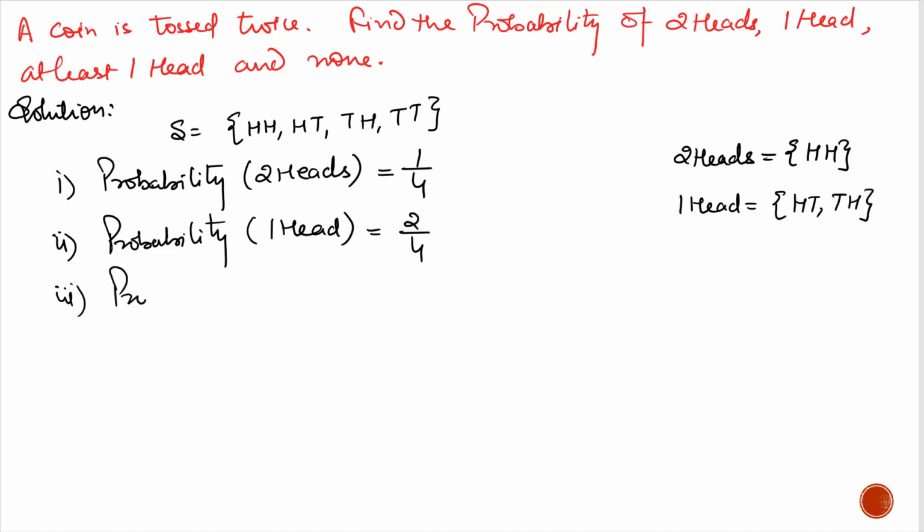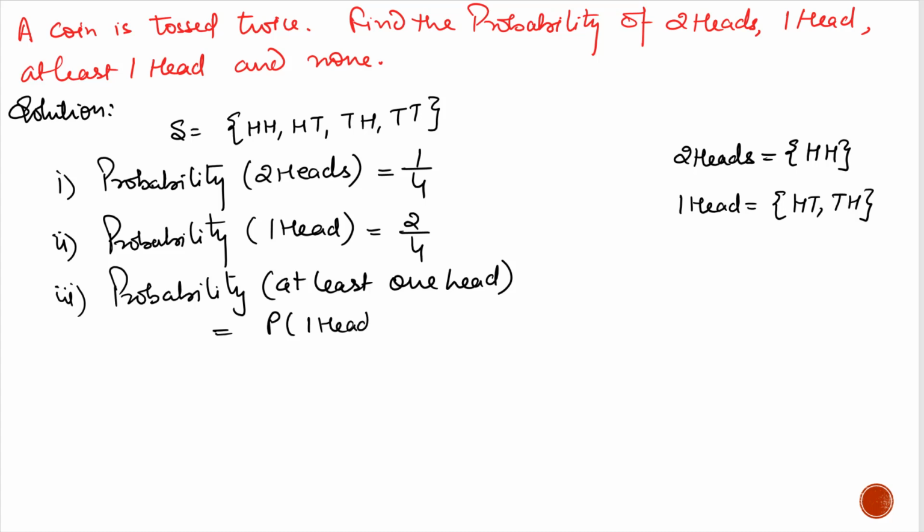Next part, probability of at least 1 head. At least 1 head means minimum 1 head. So maybe we have 1 head or 2 heads. When we use or, we use a plus sign in place of or. So probability of 1 head plus probability of 2 heads. Probability of 1 head is 2 by 4. Probability of 2 heads is 1 by 4. So the answer is 3 by 4.